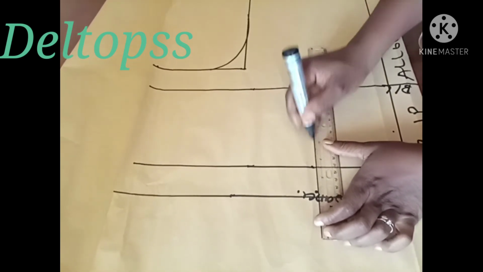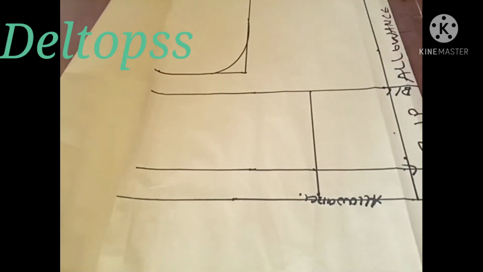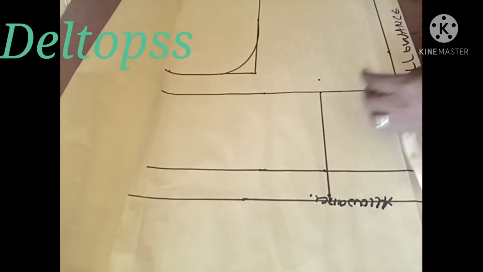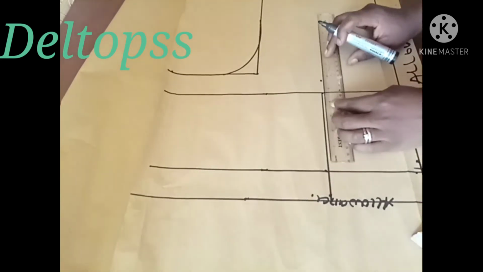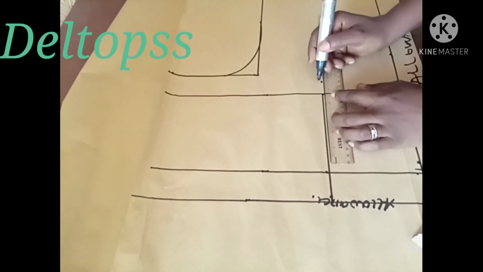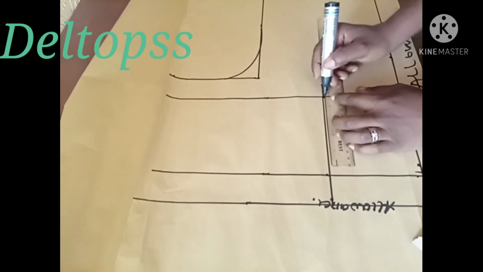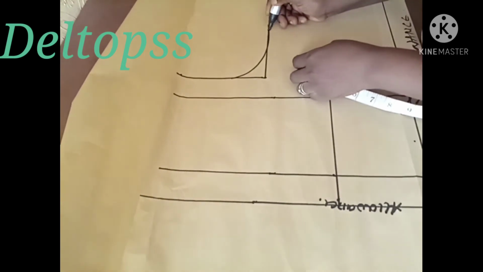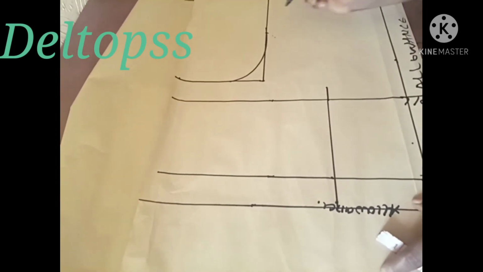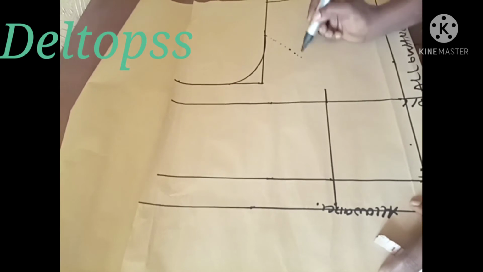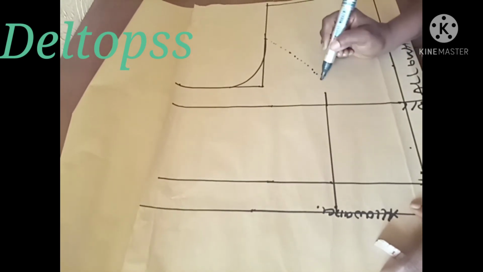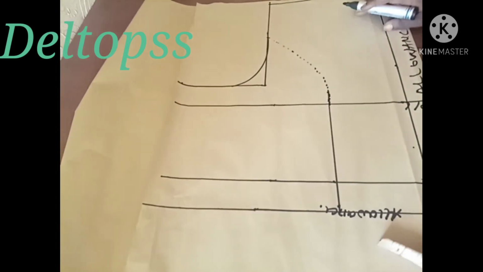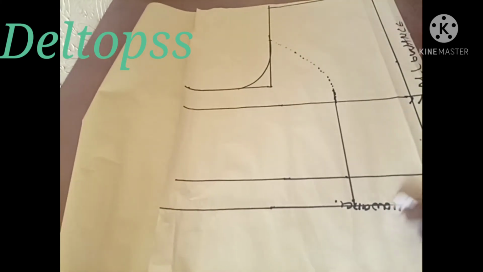So I want to connect the dots together. I hope you saw this. So I'm going up 1 inch. So I marked 1 inch, and I'm going to connect this dot to the bust point. You know, this back panel. So I'm going to make a dot to the bust point from the midpoint of the armhole line. So this is what I am doing here.